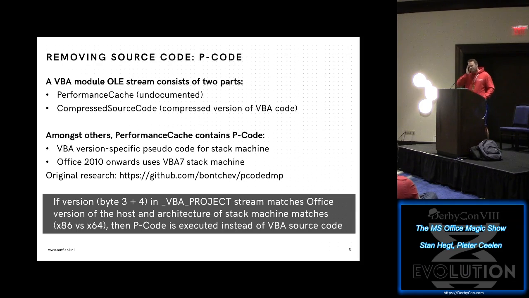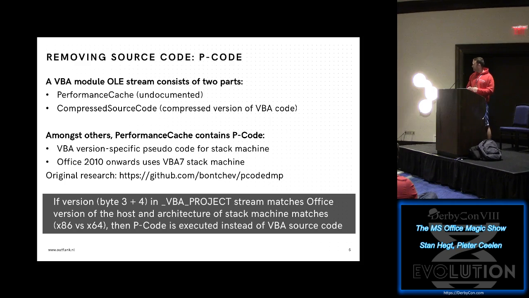And this performance cache part of the OLE stream module contains what we call P-code. There's much more in that, but part of the performance cache is P-code. And what P-code is, it is a VBA version-specific pseudocode for the VBA stack machine. Well, that's a whole mouthful. But what you should know is that everything from Office 2010 onwards just uses the VBA 7 stack machine.